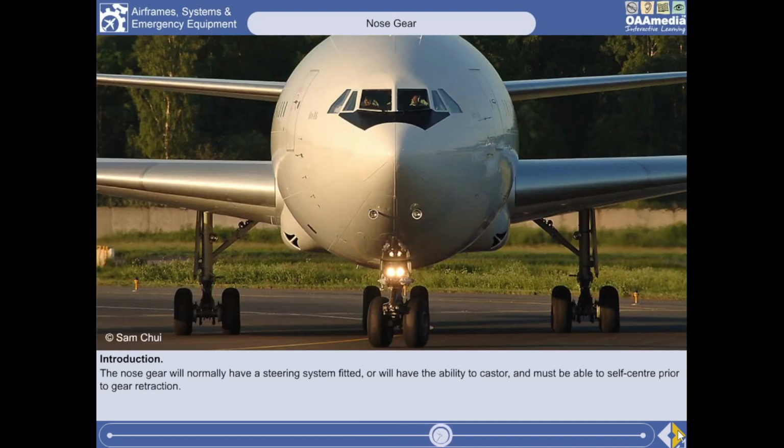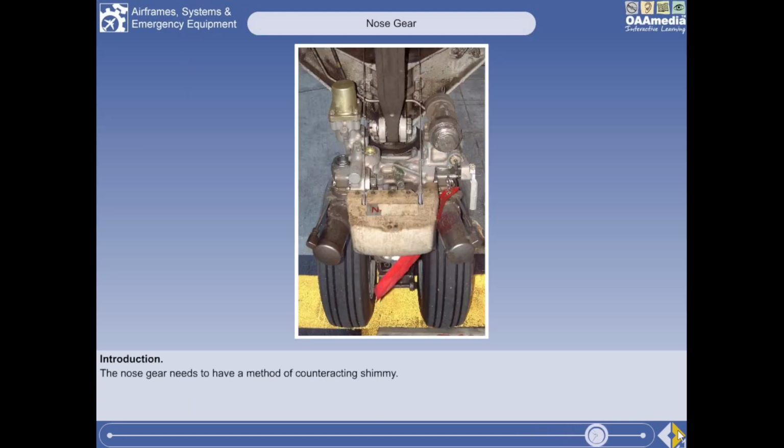Nose gear design is complicated by several requirements. It will normally have a steering system fitted, or it will have the ability to caster. But it must be able to self-center prior to gear retraction. Castering is explained later in the lesson. The nose gear also needs to have a method of countering shimmy.